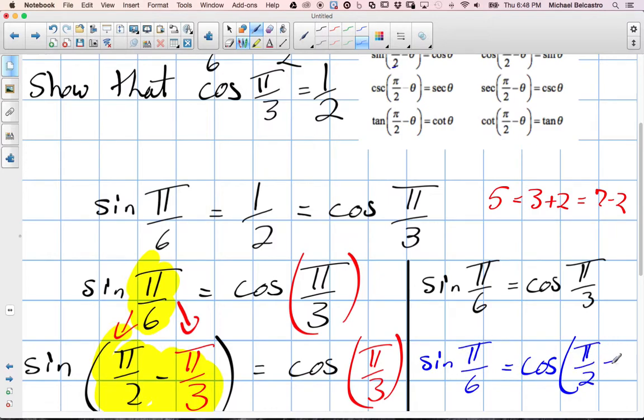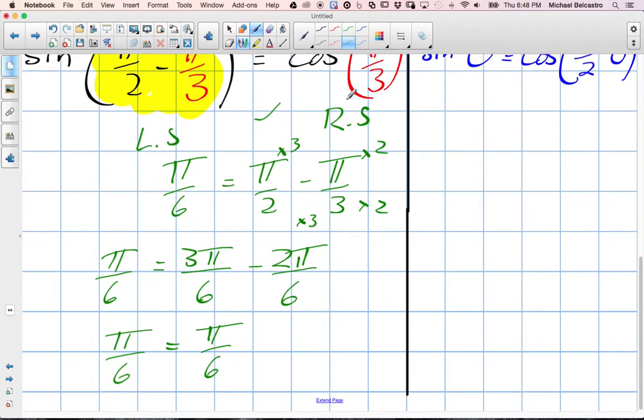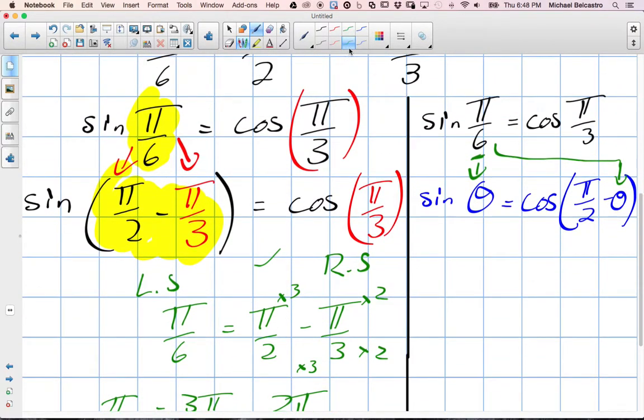And maybe I should have written that as minus theta. Okay? And in our formula, this is the theta. This is our theta. So this is what our formula says. And according to the information that we have above it, the theta is pi over 6. Okay? So because the theta is pi over 6, that means that this theta must also be pi over 6. So I'm going to plug them in. Let's plug them in and then show that these things are true. This becomes sine pi over 6 is equal to cos pi over 2 minus pi over 6.